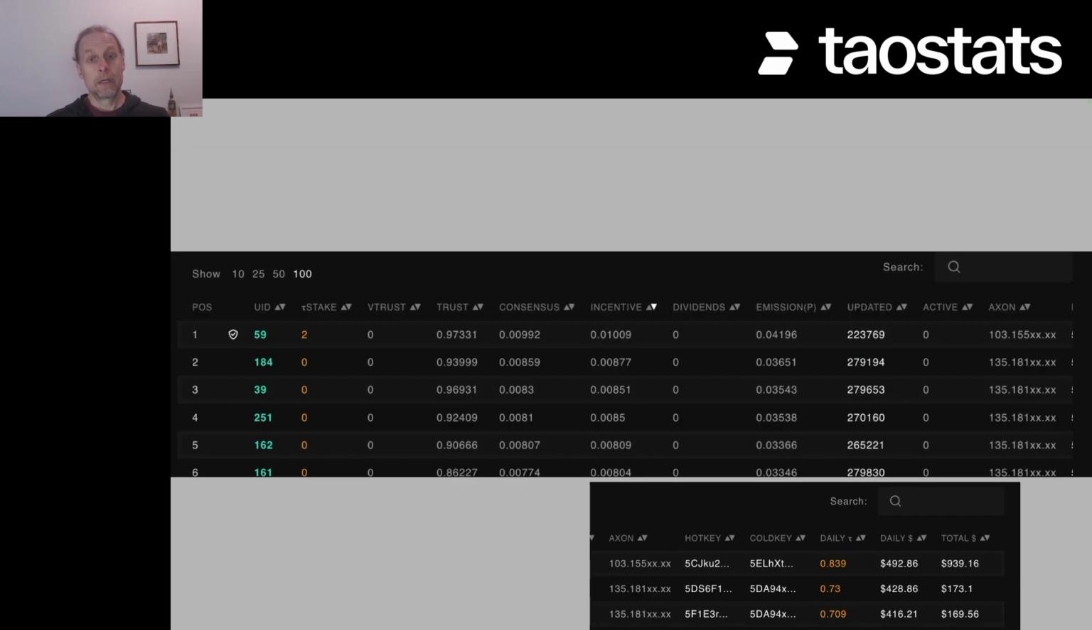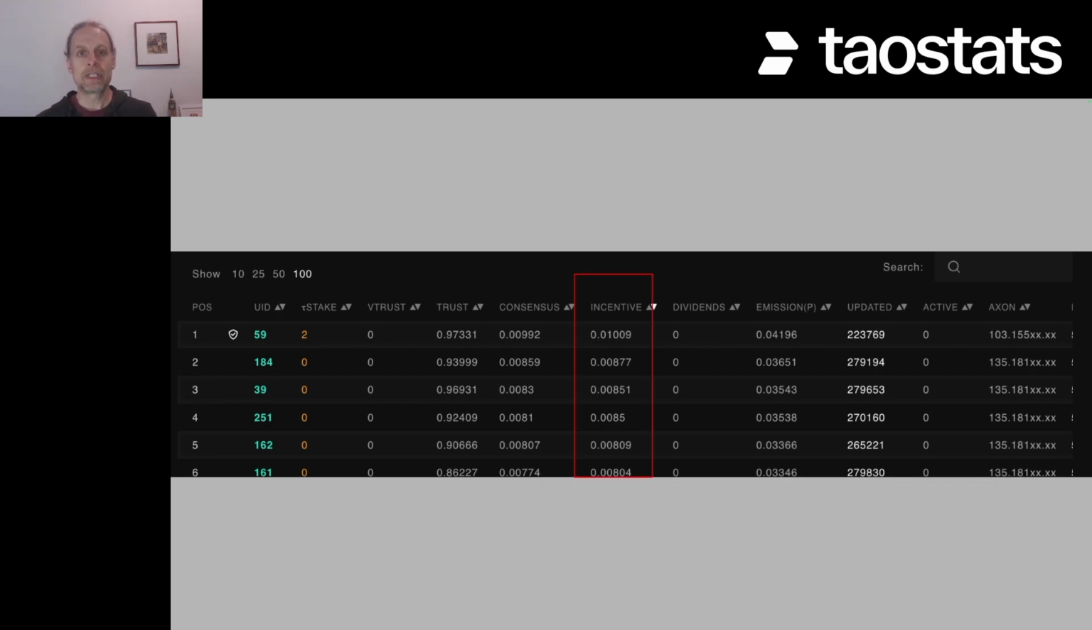But we're here not to talk about how to mine, but what the emission is and how to measure that for all of your miners. This is a screenshot of a metagraph from TauStats. And you can see it's a really long chart. I had to actually break the screenshot into two so you could see it all on one screen with big text. If you're worried about emissions, the column you want to look at is the incentive.